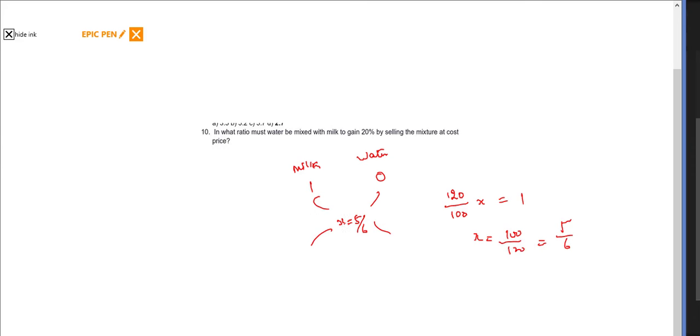Now let's do our alligation. This is 1 by 6 and this is 5 by 6. So in what ratio must water be mixed with milk to gain 20%? It is 5 is to 1. That means I have to add 5 parts of milk and 1 part of water. Or let's say that I can mix 5 liters of milk with 1 liter of water and sell the resulting mixture, and if I sell the resulting mixture at cost price, I'm going to get 20% profit.